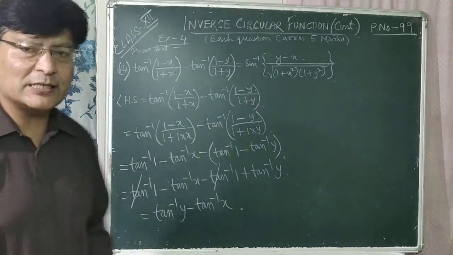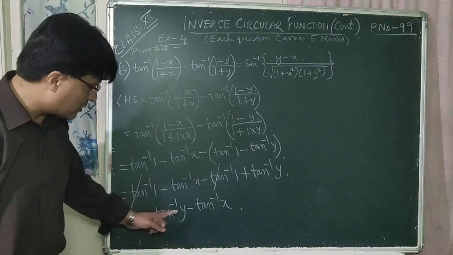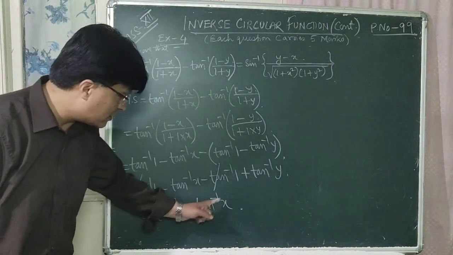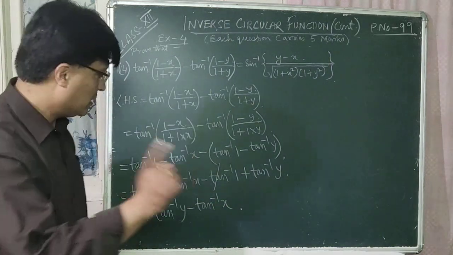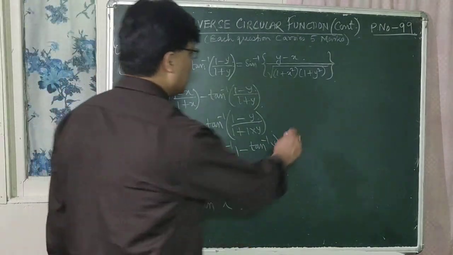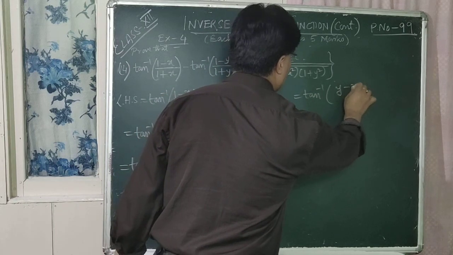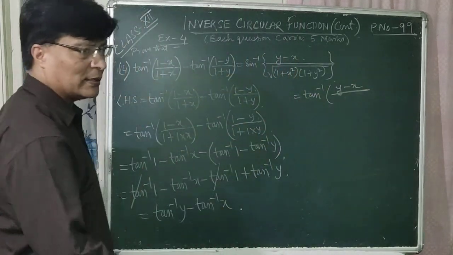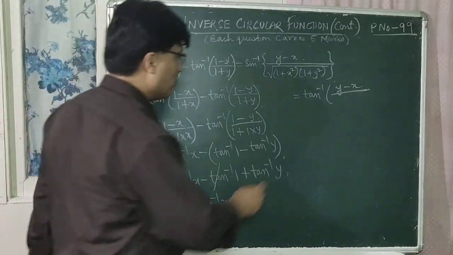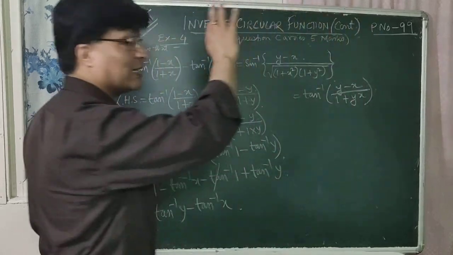Now you can easily use the formula of tan inverse x minus tan inverse y. Instead of x there is y, and instead of y there is x. Okay, here x is y and y is x. So use the formula now again. What is the formula? Tan inverse of y minus x divided by 1 plus xy. But here, what is 1 plus xy? 1 plus yx. Is that understood now?